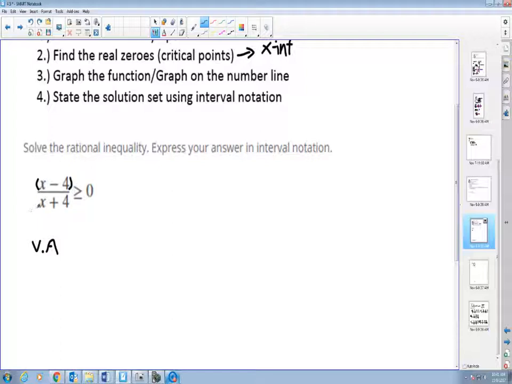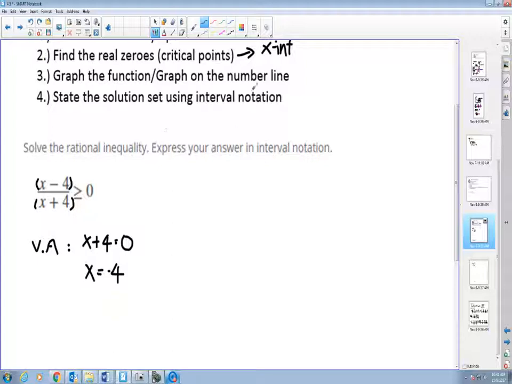So set my denominator equal to 0. That will tell me my vertical asymptote is going to be x equals -4. So my graph will actually split into two parts because I only have one vertical asymptote.